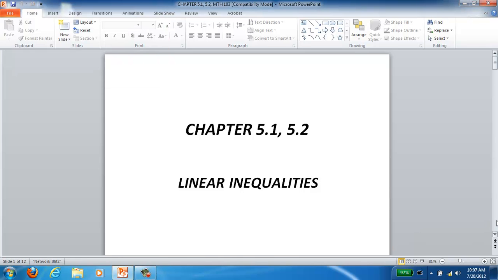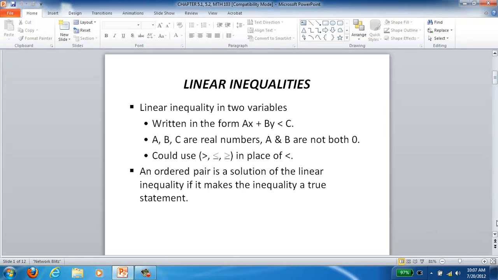Let's talk about chapters 5.1 and 5.2, solving linear inequalities. Linear inequalities in two variables can be written in the form of ax plus by less than c, where a, b, and c are real numbers. A and b, however, are not both zero.